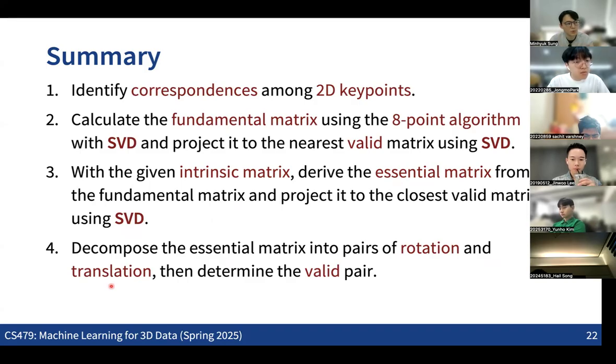So this is the procedure for how we can get the camera model from the given 2D correspondences, which will also be the basic steps for the neural rendering that we're going to discuss today.